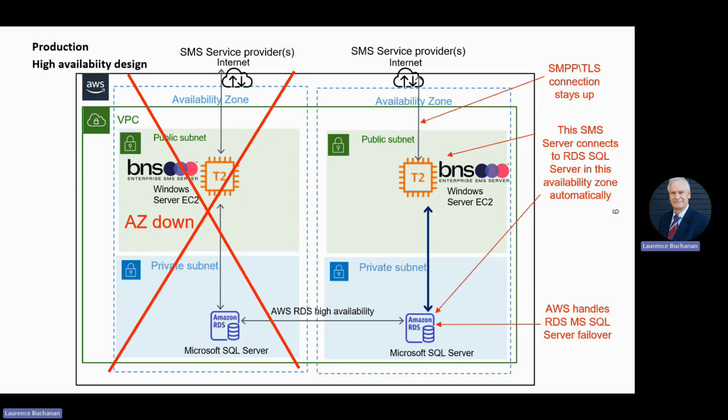SMPP TLS will always be connected through its own internet connection on that AZ on the right-hand side. So even though the internet connection on the left-hand side goes down, we don't use that one. So in the design, it's important to have HA at all levels. So you've got the SMS service provider level, you've got the internet level, you've got the zone level, you've got the Windows server level, and the SQL server.